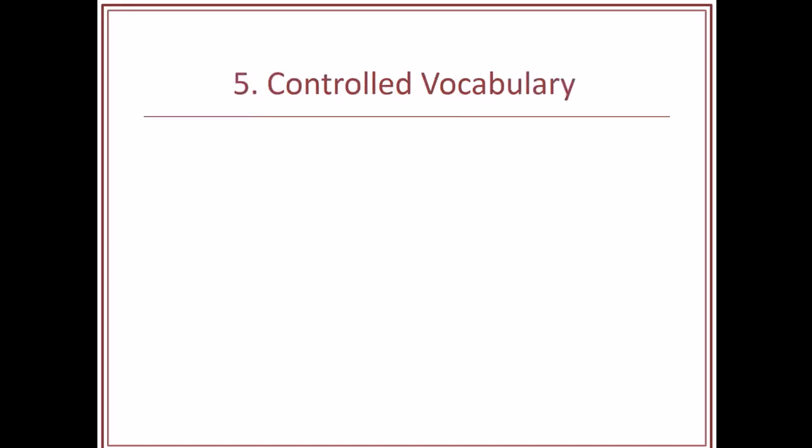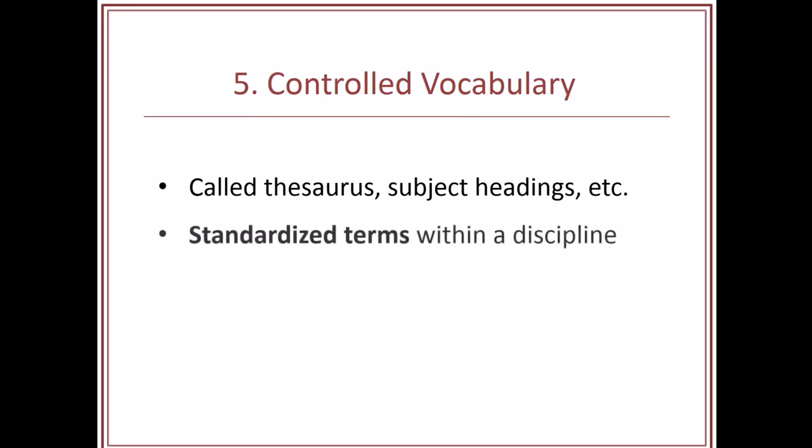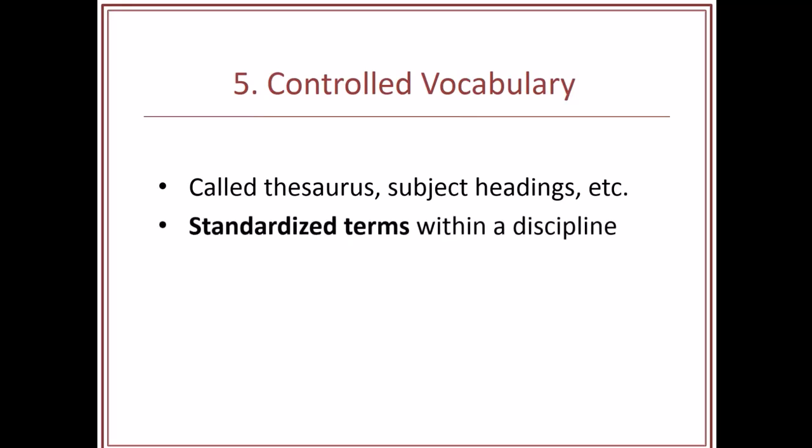The last search strategy is controlled vocabulary. Most databases provide a thesaurus or list of subject headings to use within the database. These lists contain the words that have been identified as standard terms within a given discipline. Controlled vocabulary is different for each tool. You can't necessarily use the controlled vocabulary for the library catalog in another database. Each has its own.